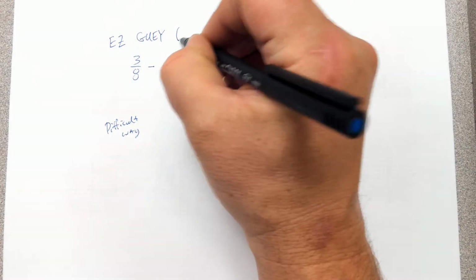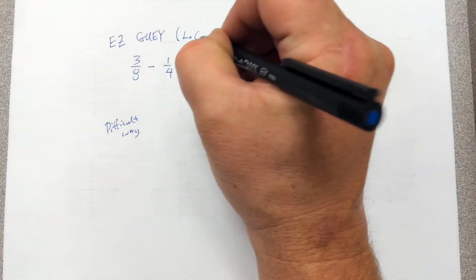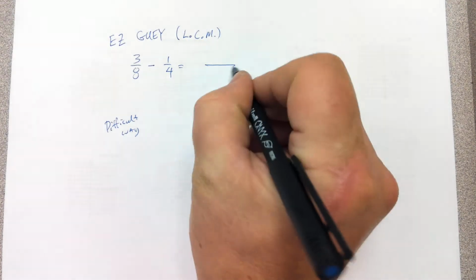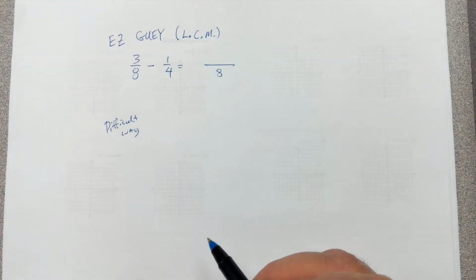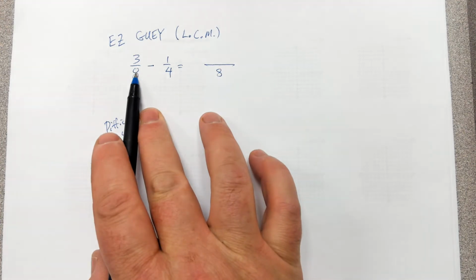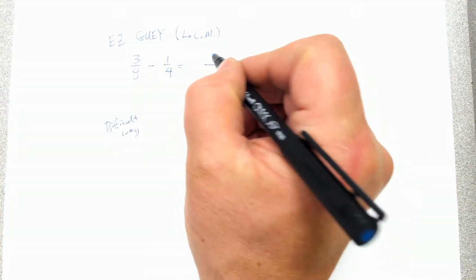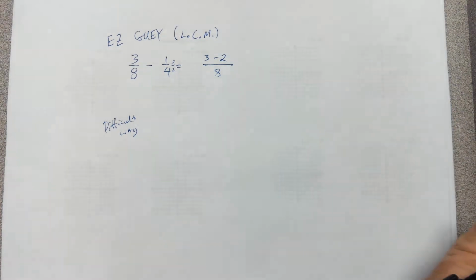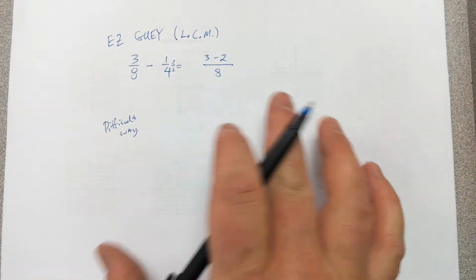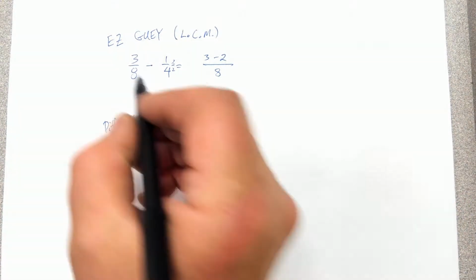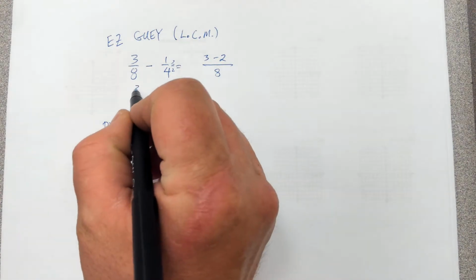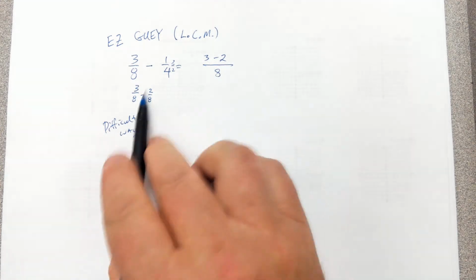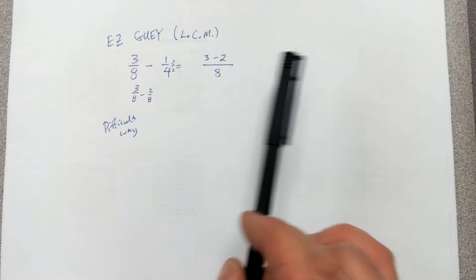Okay? And this one's going to be easier because we're going to find the LCM, the lowest common multiple of the denominators. And that's going to be 8. And this one's already 8. So that's going to be 3. And this one's going to be 2. I put them on the same thing, but you don't have to. If you wanted to write it like this, 3 over 8 minus 2 over 8, these are the same. It doesn't matter. I like this way better.